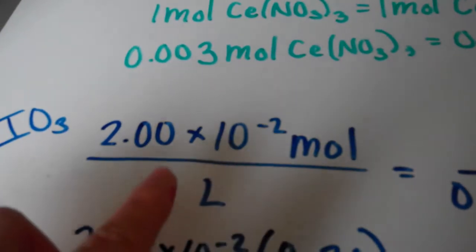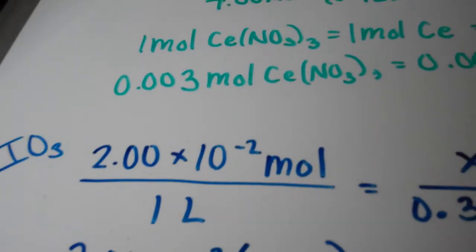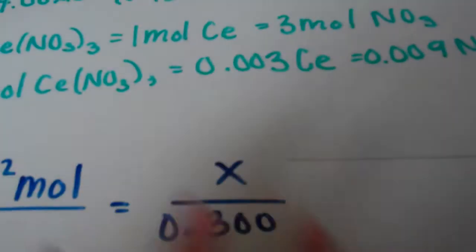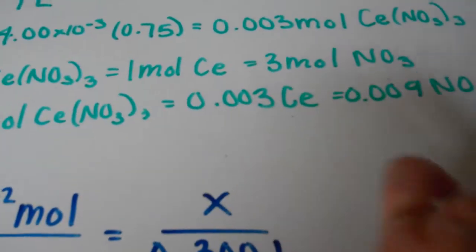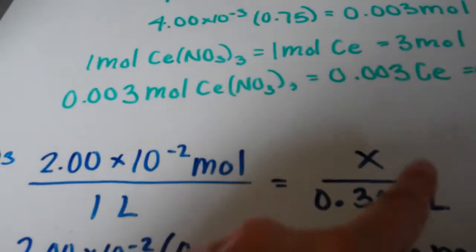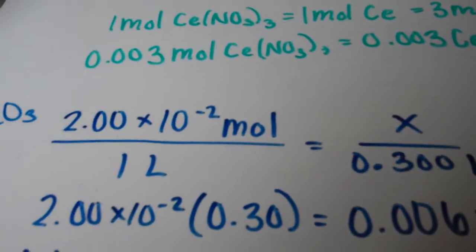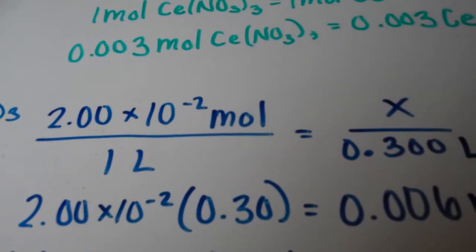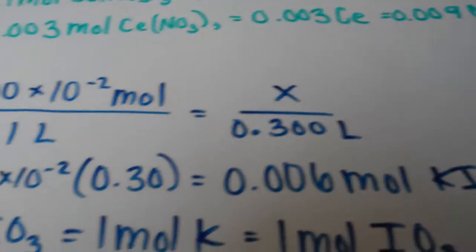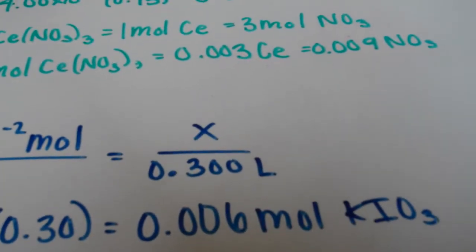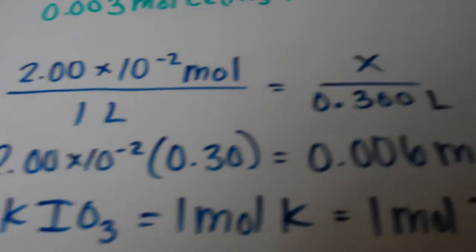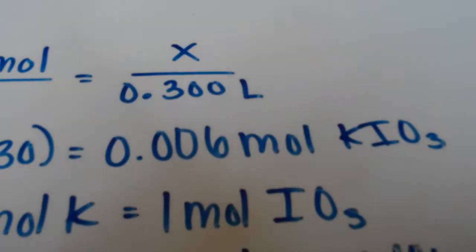So we had 2 times 10 to the negative 2 molarity of KIO3. So then we want to put an X on top of that, and then our number of milliliters we got over, and change it to liters. So we're going to cross multiply here, and then we're going to get our X, our number of moles. So we have 2 times 10 to the negative second times 0.3. This gives us 0.006 moles of KIO3. Once we have the number of moles of KIO3, we then compare it to how many we have of each. So for every 1 mole of KIO3, we have 1 mole of K and 1 mole of IO3.